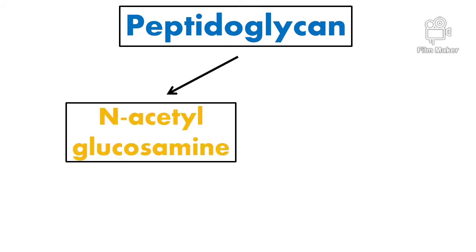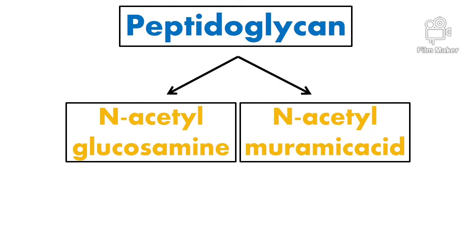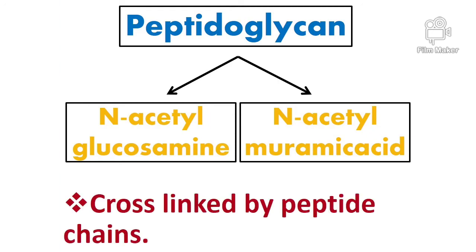Chemically, the cell wall is composed of peptidoglycan. Peptidoglycan is formed by N-acetylglucosamine and N-acetylmuramic acid alternating in chains, cross-linked by peptide chains.